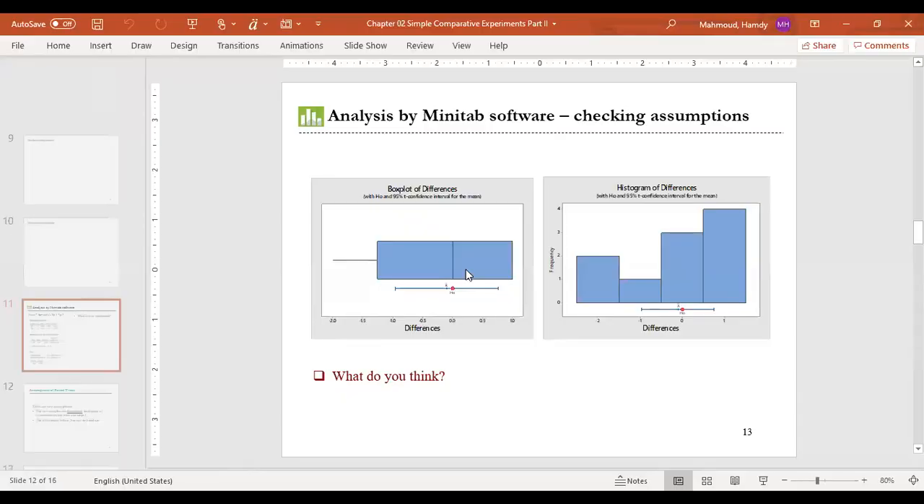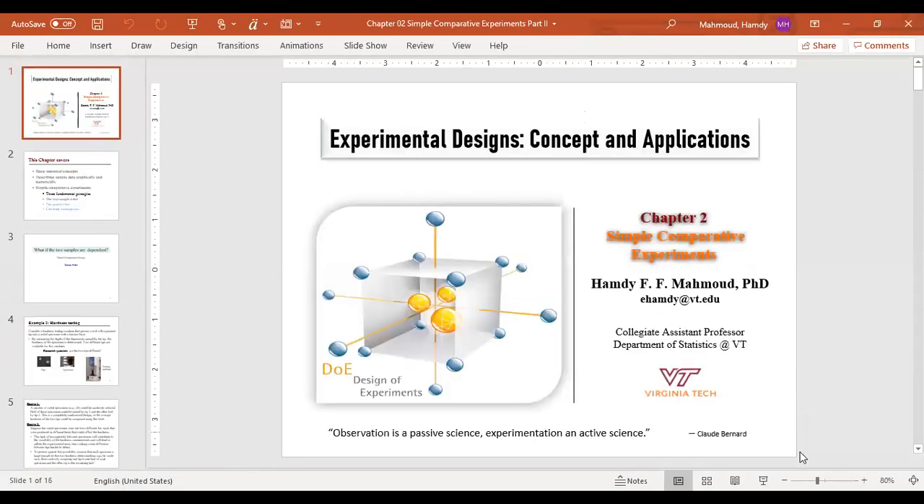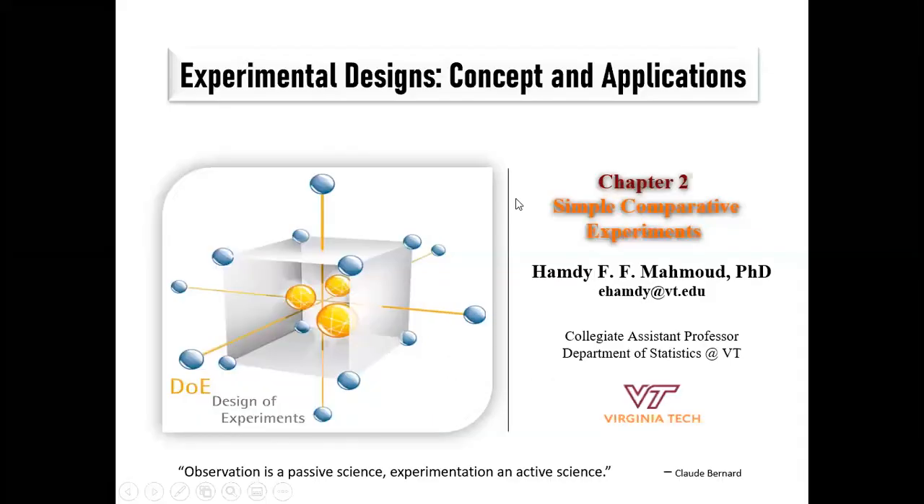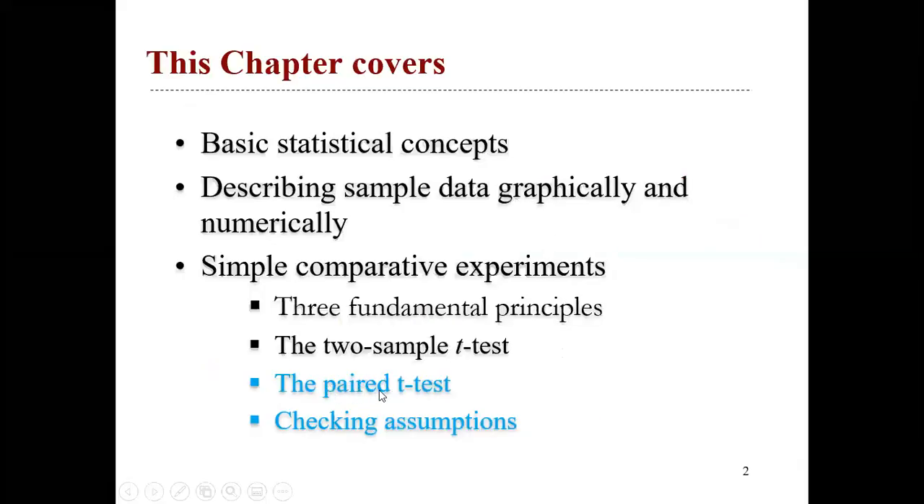What is part two? If the two samples are dependent, what should we do? If you have any question at any time, please let me know. So let's see the second case. We still work with chapter 2, but we need to cover the paired t-test for the dependent samples, and also check the assumption, because the assumption for the paired t-test is not about the two samples, it is about the difference. Let's see.